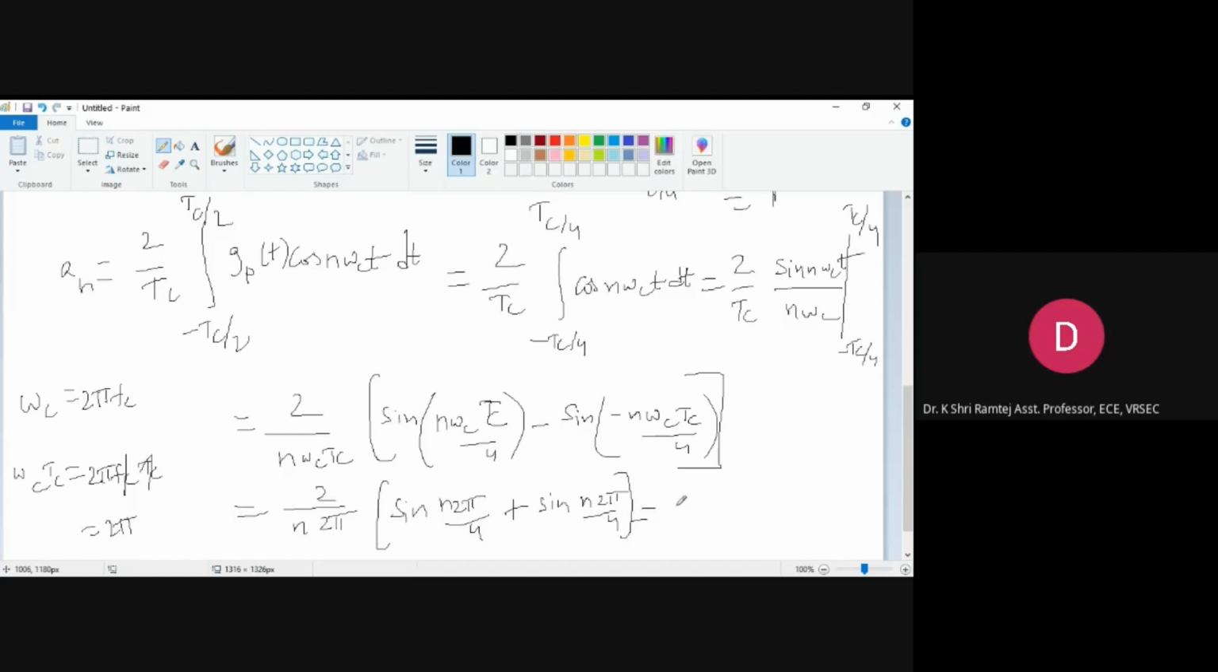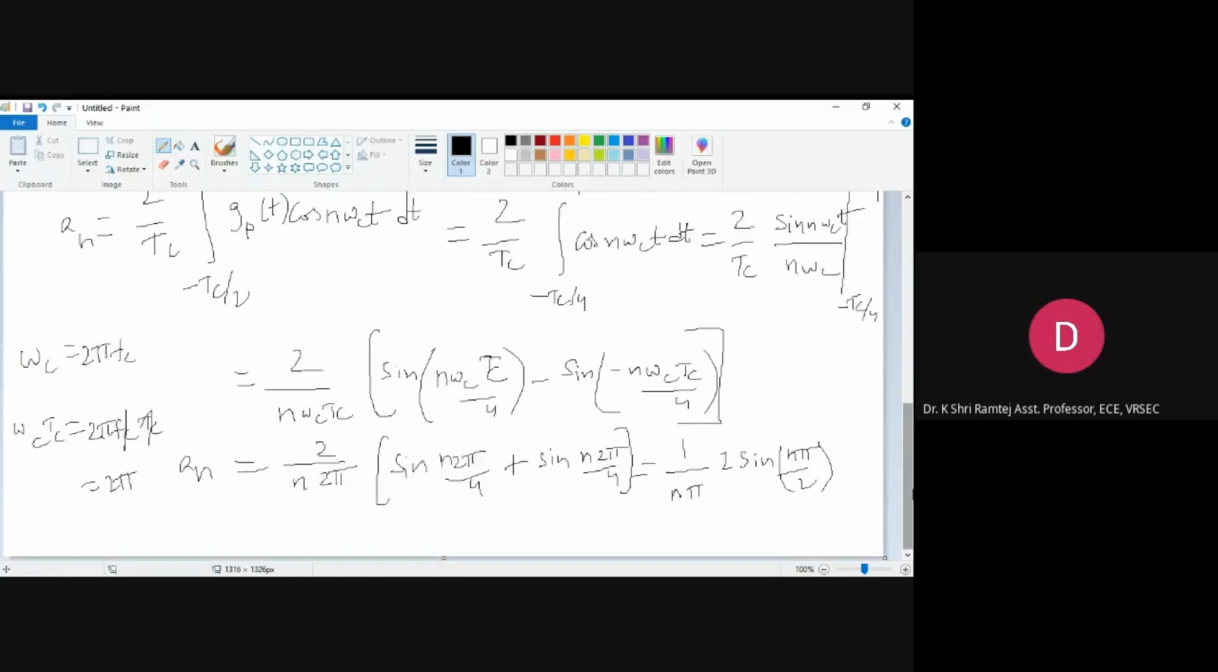So this 2 will be cancelled out, and we have 1 by n pi, and here this will be 2 sine n pi by 2. So 2 pi by 4 will be pi by 2, and as we are having two terms, it will be 2 sine n pi by 2. So the value of an is 2 by n pi sine n pi by 2.